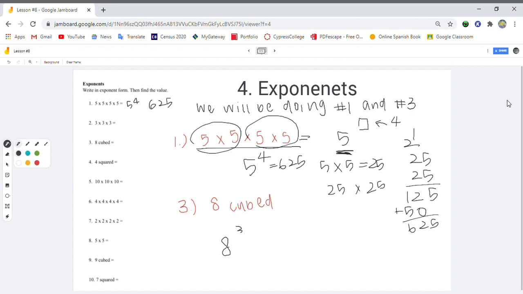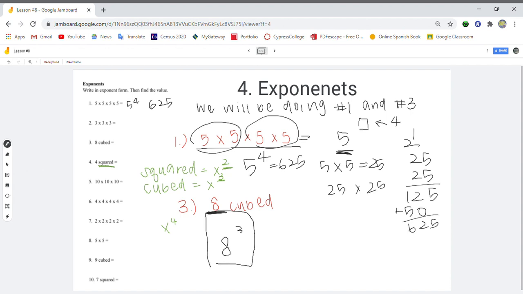So we see squared here. Squared is to the 2nd power. Cubed is to the 3rd power. And if you're wondering what x to the 4th power is, we just say x to the 4th power. So 8 cubed, we found the exponent form over here. Also, the first number is the base. So if it's 4 squared, 4 will be your base and it will be to the 2nd power.